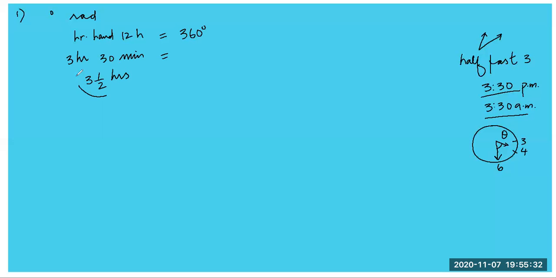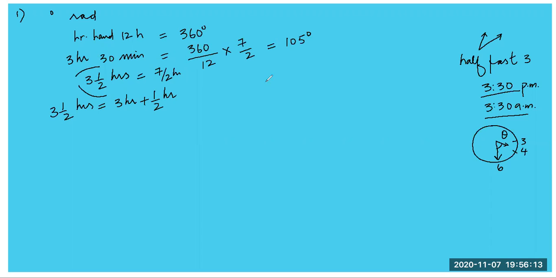Mixed fractions really help us to solve all these questions. Students, do you understand? I told you yesterday, 3 1/2 hours is equal to 3 hours plus 1/2 hour. So this is equal to 7/2 hours. So I can easily write 12 hours is 360 degree. So 1 hour will be 360 divided by 12, into 7/2. So this is equal to 105 degree. Am I right, students?